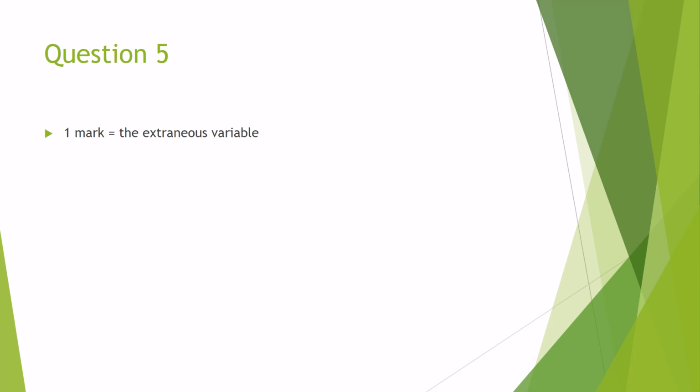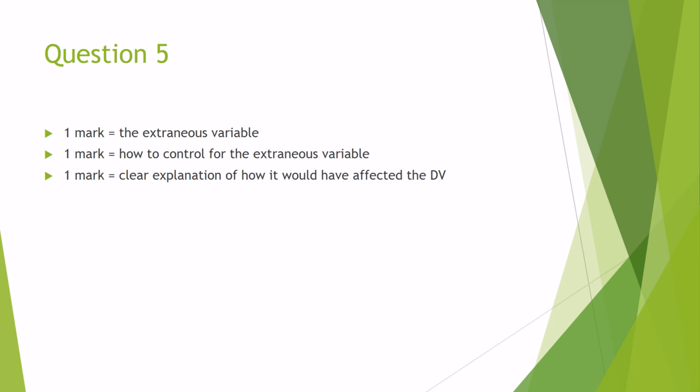You get 1 mark for identifying the extraneous variable, and 1 mark for how to control it, and 1 mark for explaining how it would affect the DV. So how would the extraneous variable you've identified affect the number of verbal errors made? The key thing here is that it should have been contextualized.